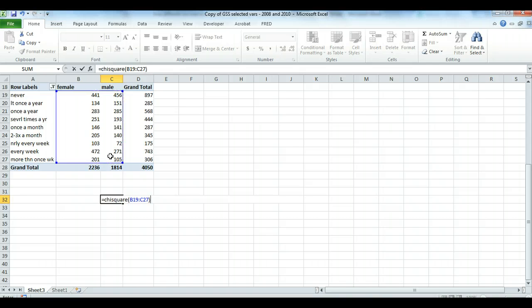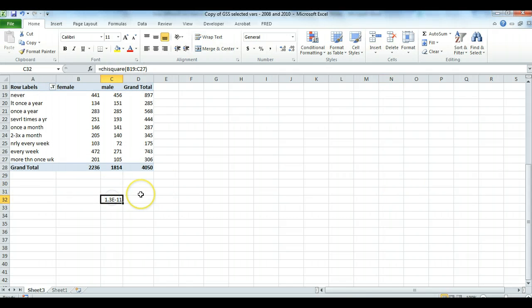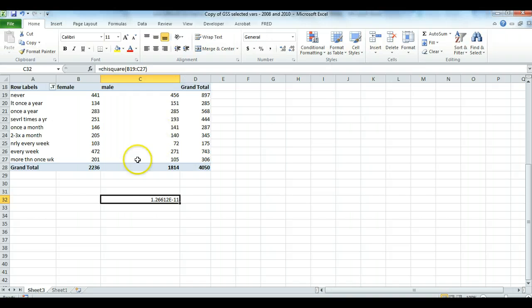Close parentheses and enter. It gives me a number like this, which is in scientific notation. The E stands for times 10 to the power of, and in this case it's negative 11. So it's 1.3 times 10 to the power of negative 11, which is, needless to say, an extremely tiny number.